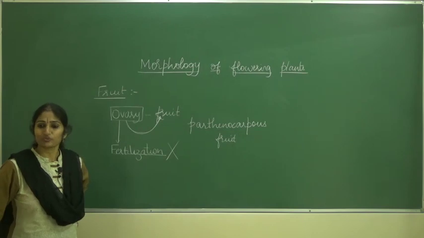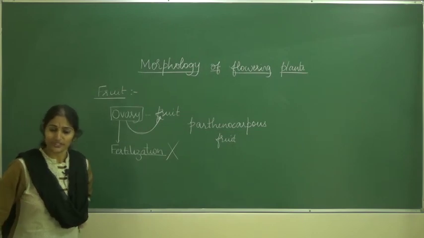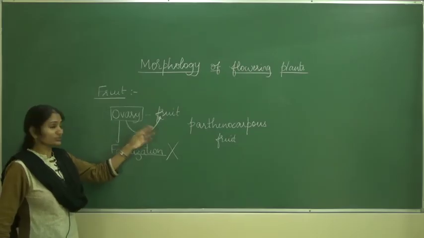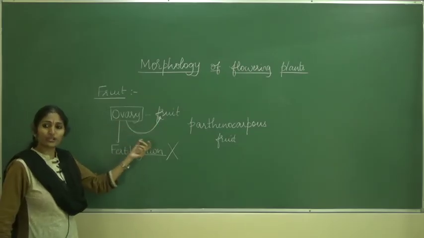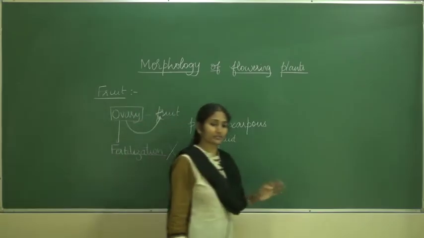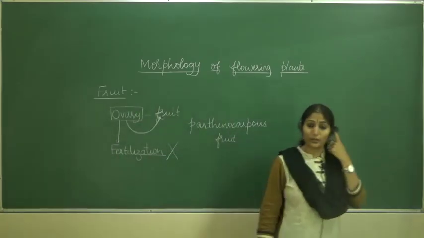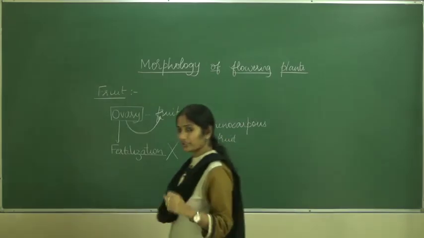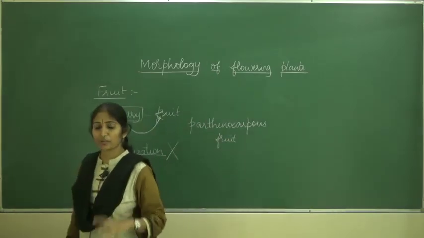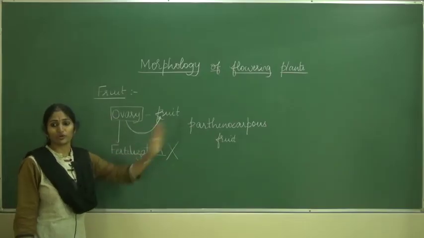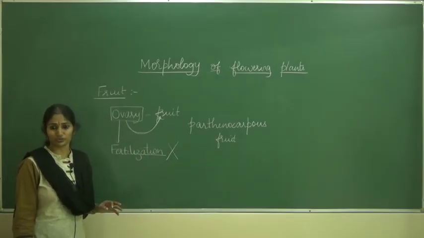So what exactly do we mean by parthenocarpous fruits? Here the fruits are formed because of the ovary undergoing modifications. But the modifications are not triggered by fertilization, but they are triggered because of the age of the plant, or it might be because of certain chemical changes happening inside the gynoecium. Now they bring about the formation of parthenocarpous fruits.